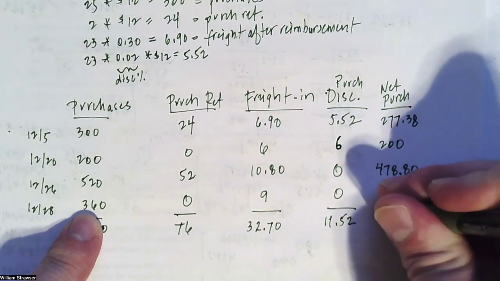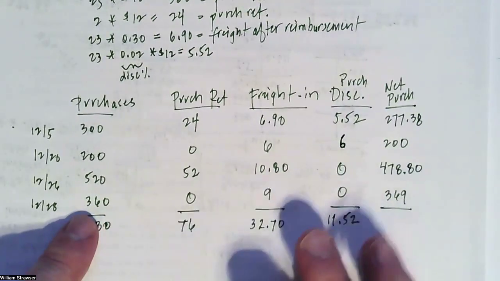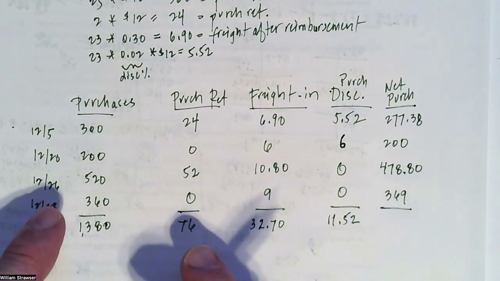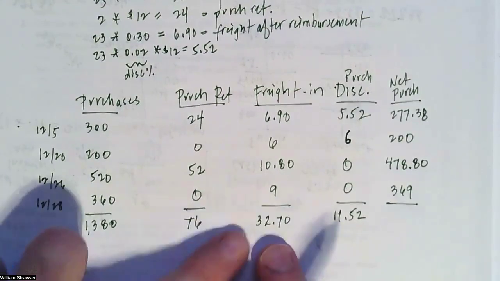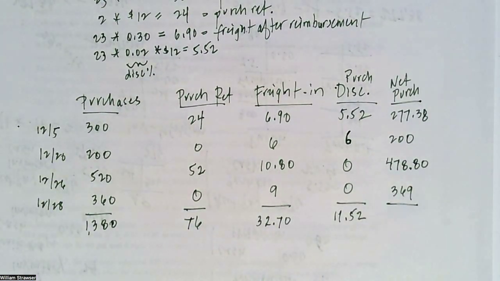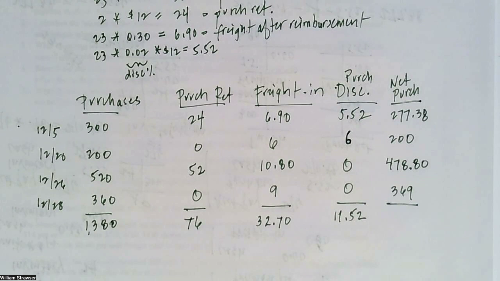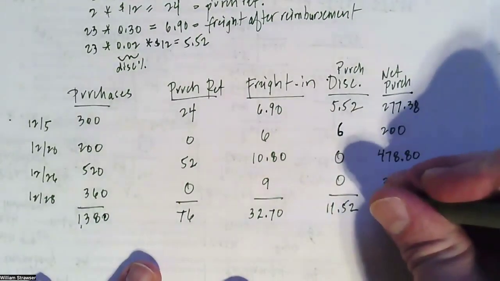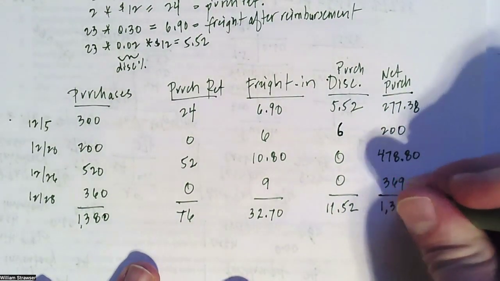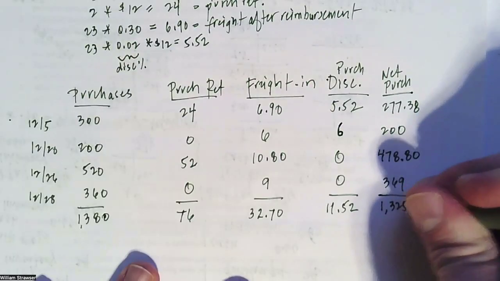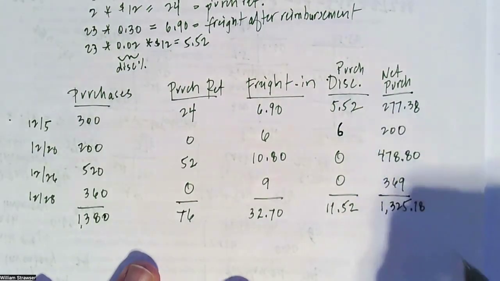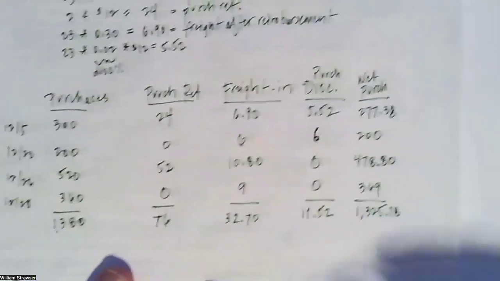Remember, whether to add or subtract is totally dictated by whether it's an adjunct or contra account here. Adjunct account, adjunct contra. So knowing those classifications will help you navigate how to handle the purchases. If I add all these up, then I would get my total net purchases during the period. So my net purchases in total would be $1,325.18.